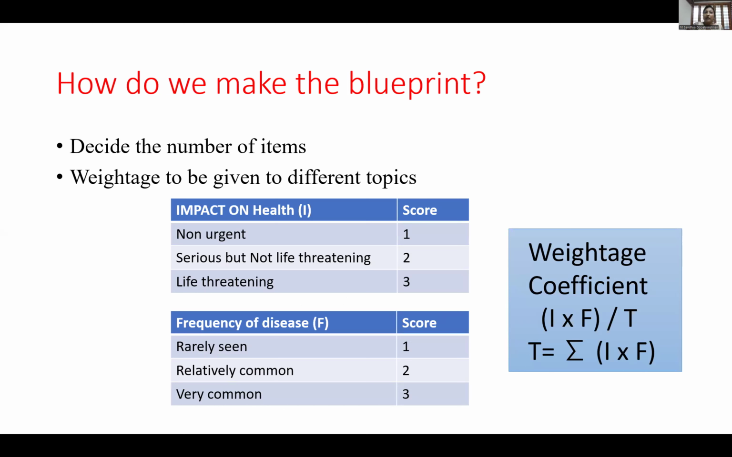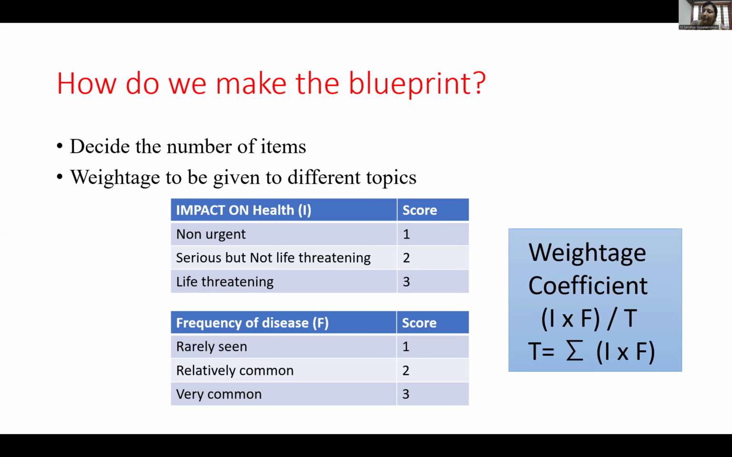Yes, ma'am. For the blueprint, the first thing is that we have to decide on the number of items. In my case, it's already decided, 16, given by the university. And now the next step is to find out the weightage of different topics. There is a formula. You have to get the I and you have to get the F. What is I? I is impact on health. And what is F? F is the frequency of the disease. This is what is given in the medical field.